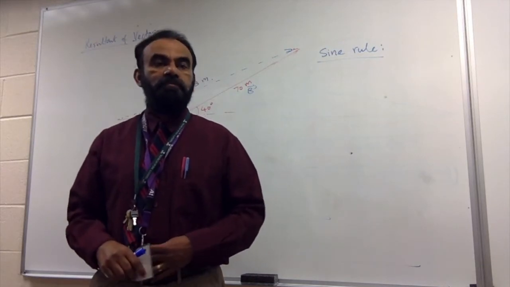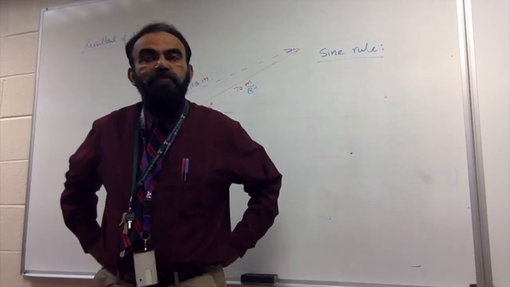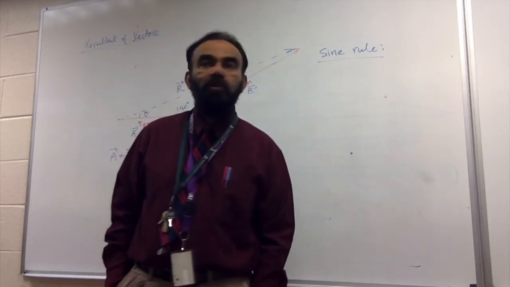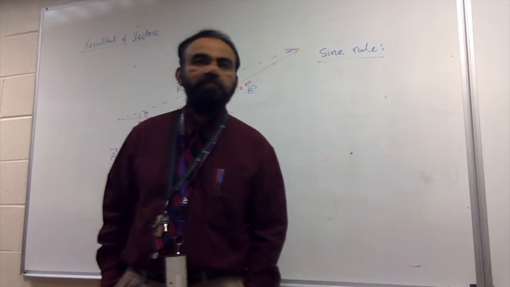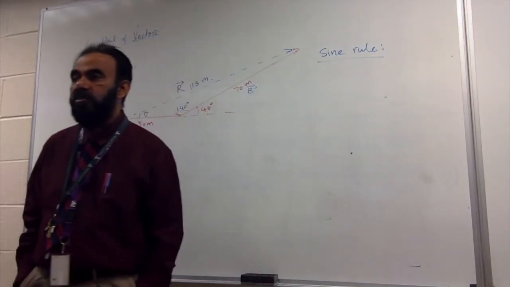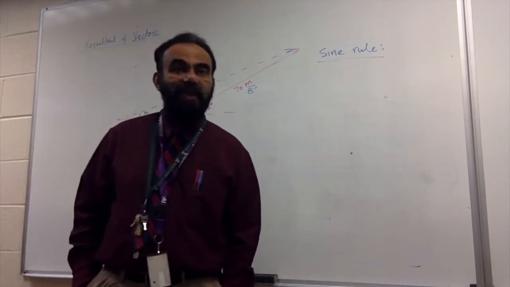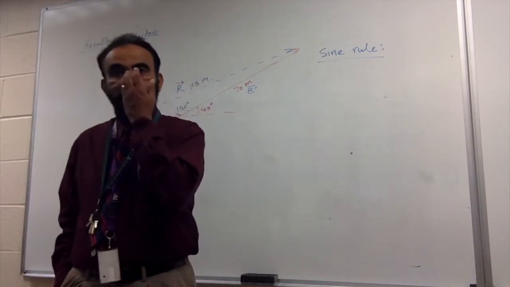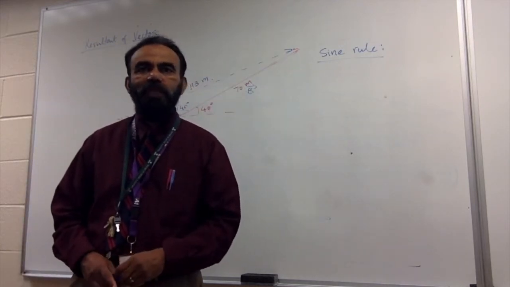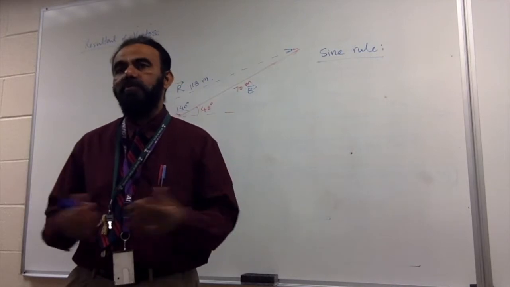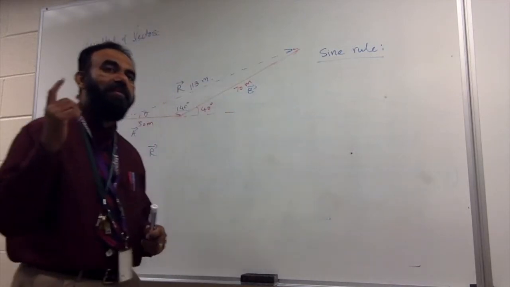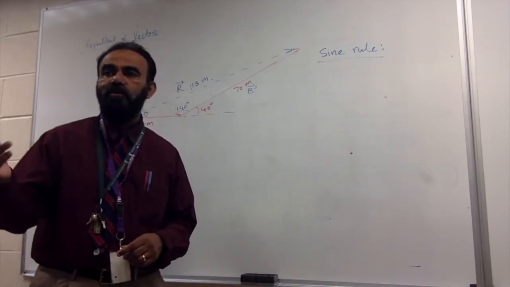Sine rule helps you to find unknown sides or unknown angles in any triangle. Write that statement down so that you have a concrete idea. What is sine rule supposed to be used for? It is a rule that can actually help you to find unknown sides and angles.